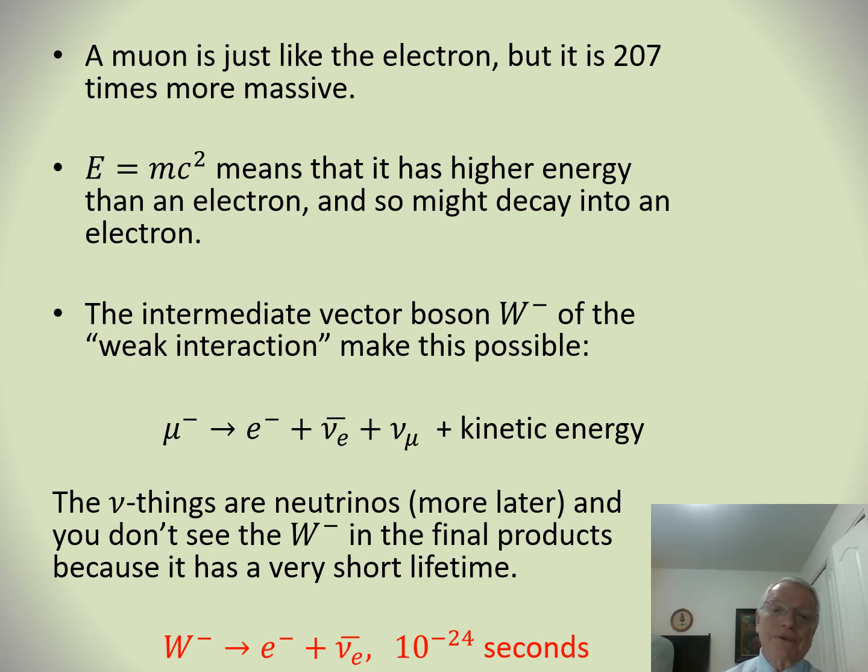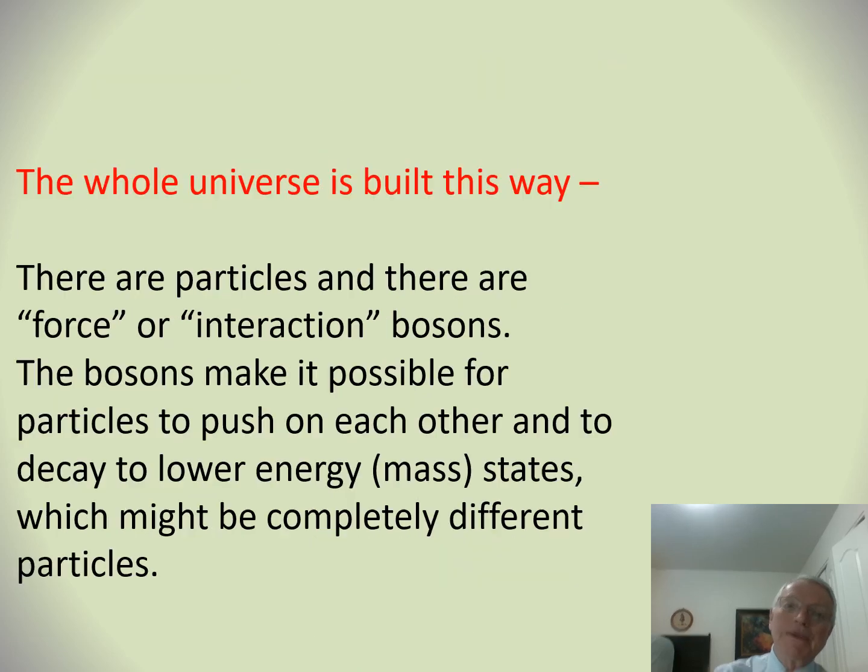You'd think if you looked at this, you'd see a W- coming out, like you'd see a photon coming out of an electron decay. But the problem is that the W- decays into an electron and an anti-electron neutrino in about 10 to the minus 24 seconds. And so nobody cares about the W- boson, except that it makes this decay possible. It's the existence of the W- boson that makes it possible for muons, which are like heavy electrons, to turn into normal electrons. That boson mediates the interaction.